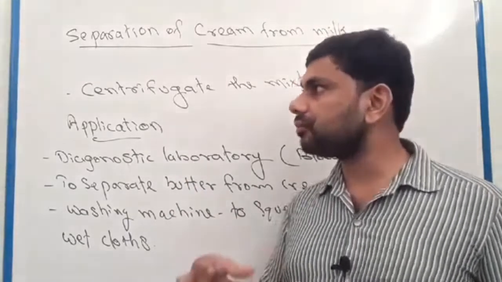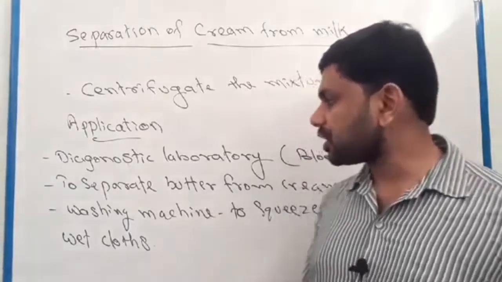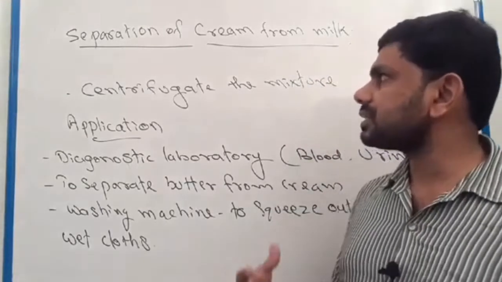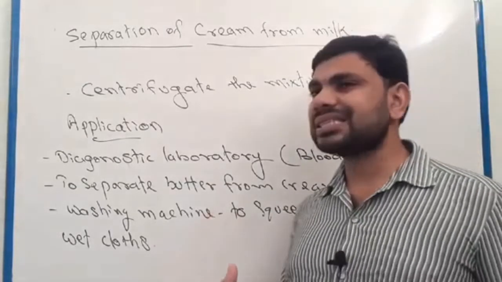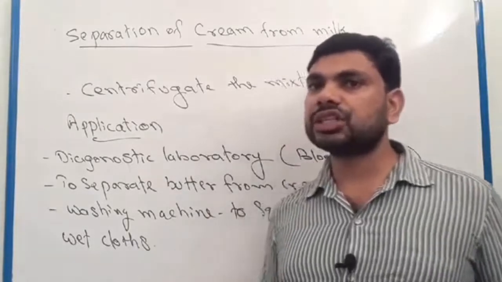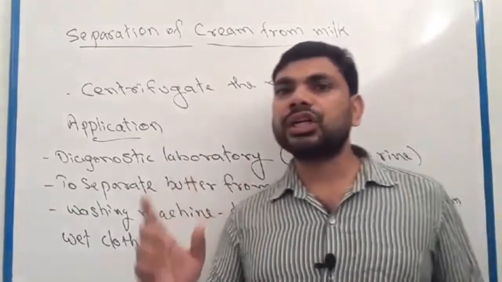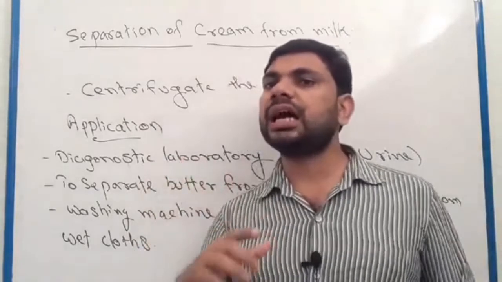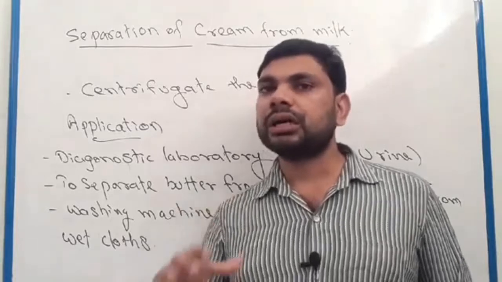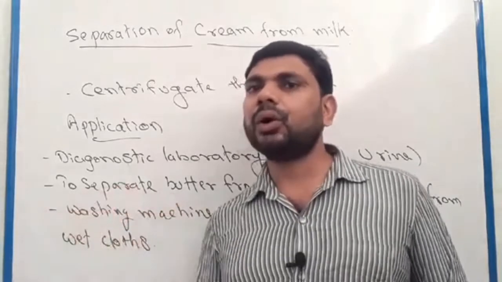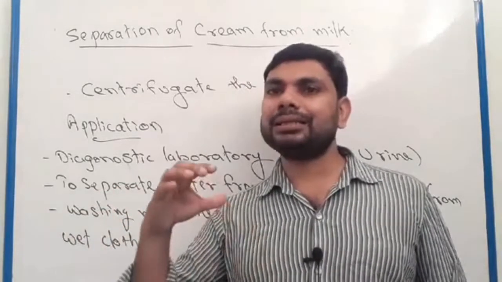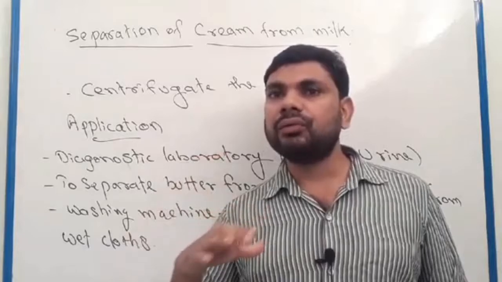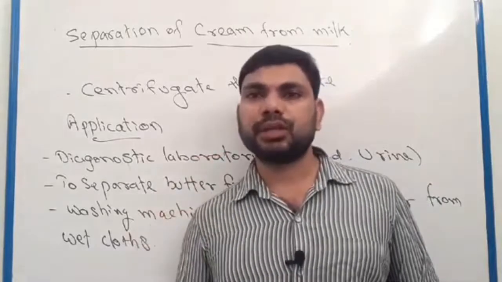So, cream from milk, butter from cream: for this type of separation we use centrifugation. Centrifugation means the mixture rotates very fast, helping to separate cream and milk, or solid and liquid. We can separate them by this method.